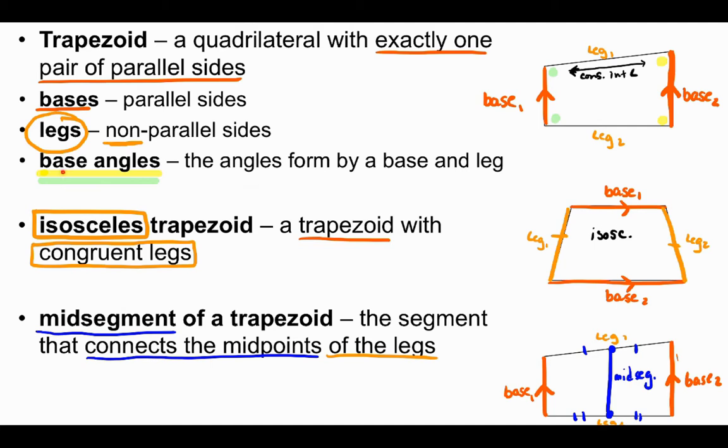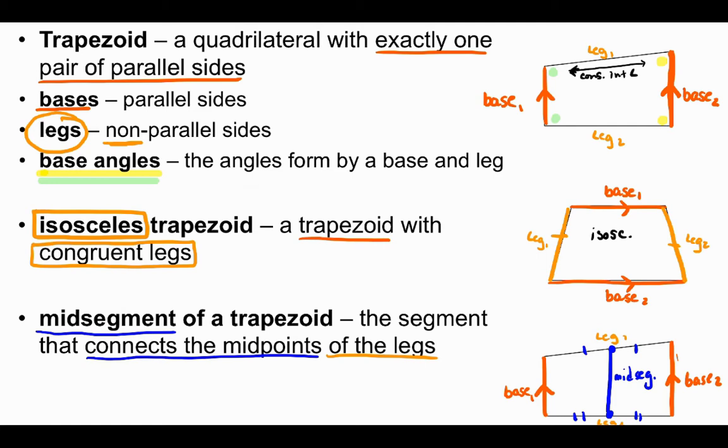We also get what are known as base angles. Just like in an isosceles trapezoid, the base angles are the angles on each side of a base. So there's two pair of base angles. So we have a pair of base angles at each end of base 1, and we have a pair of base angles at each end of base 2.